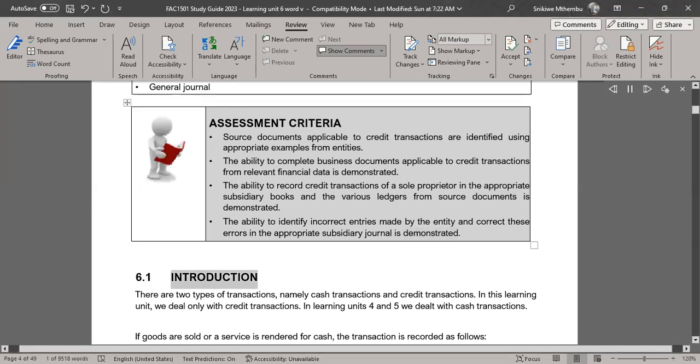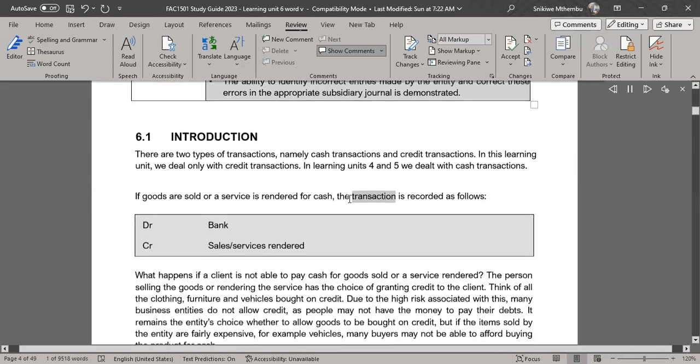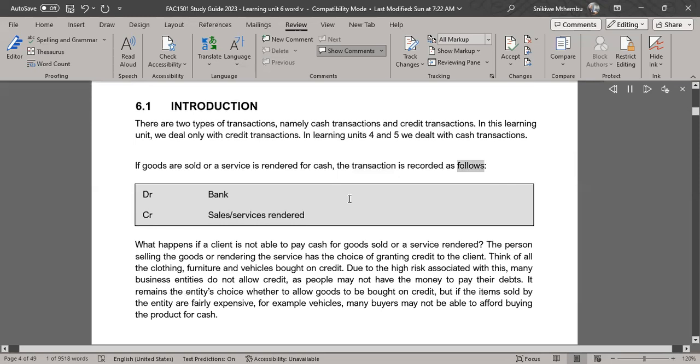6.1 Introduction. There are two types of transactions, namely cash transactions and credit transactions. In this learning unit, we deal only with credit transactions. In learning units 4 and 5, we dealt with cash transactions. If goods are sold or a service is rendered for cash, the transaction is recorded as follows.